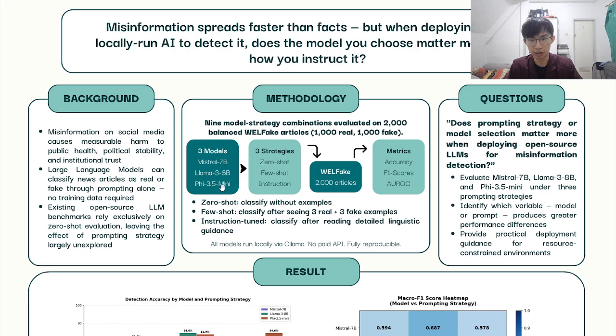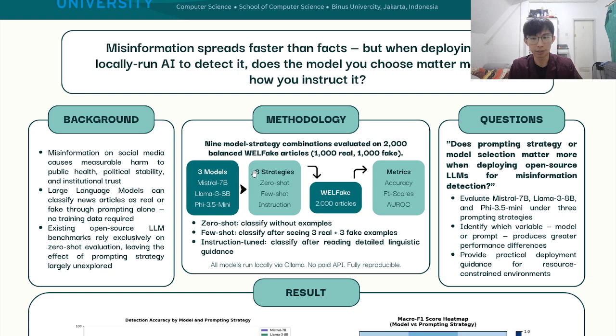So here's the visual chart of our methodology. The models that we're going to use are three. The first one is Mistral 7B, which has around 7 billion parameters, Llama 3 8B, which has around 8 billion parameters, and Phi 3.5 mini, which has around 3.8 billion parameters. So they're pretty lightweight, and we can run them on a mid-range device.